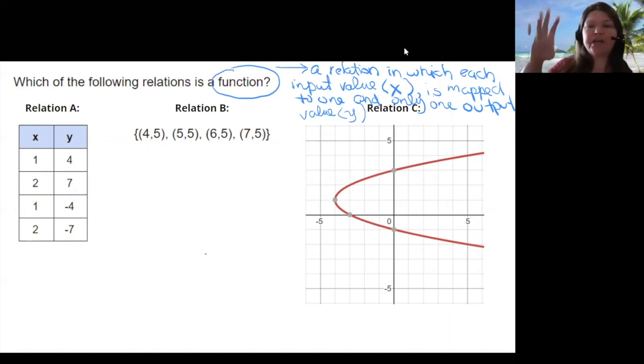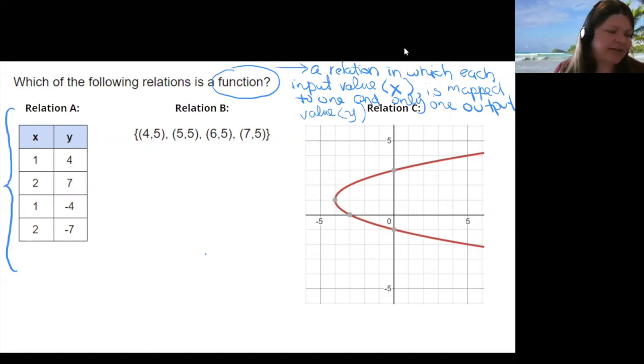So it is a relation in which each input value, each X, is mapped to one and only one output value, one Y. Basically, if we put in the same input, we always get out the same answer. So let's consider relation A and decide if this is a function. Look at the input values, the X's. Do we have a case where each individual X is mapped to a different Y, or do we have a cheating, lying X?